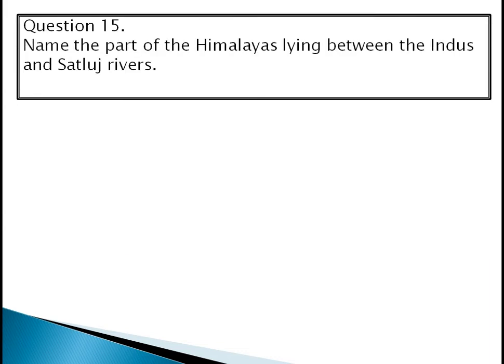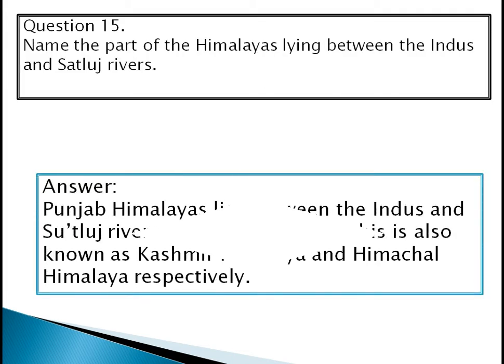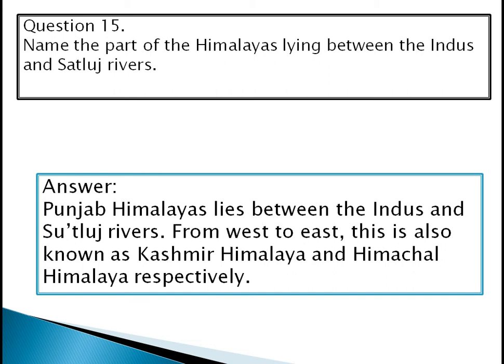Next, question number 15. Name the part of the Himalaya that lies between the Indus and Satluj rivers. I hope by reading the question you are getting the answer quickly. Punjab Himalaya lies between the Indus and Satluj. From west to east, this is also known as Kashmir Himalaya and Himachal Himalaya respectively. Please see the interesting aside also. By the name change, you should not be confused. What is Kashmir Himalaya or Himachal Himalaya? That means that is Punjab Himalaya.